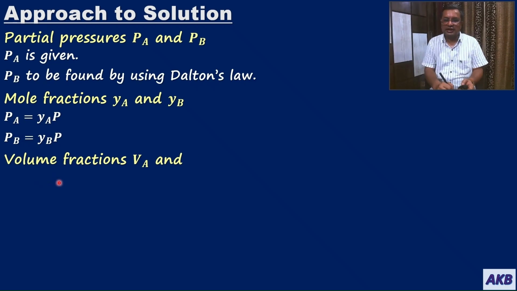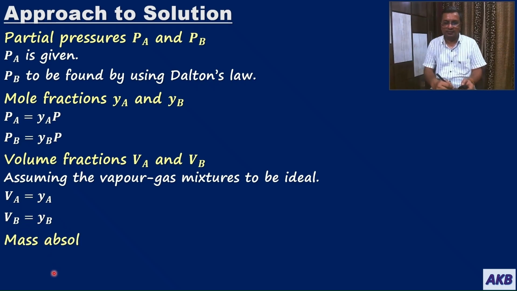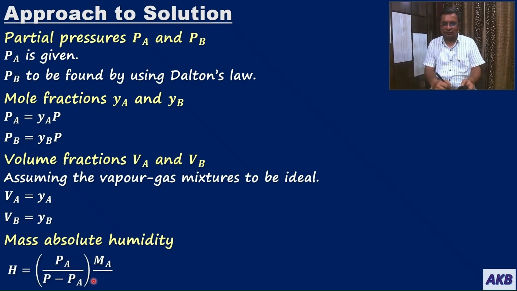Then after that we will get volume fractions, that is Va and Vb. And for that we will assume the vapor gas mixture to be ideal, and we know for ideal gas mixtures volume fraction is equal to mole fraction. So volume fraction of A is nothing but mole fraction of A, and volume fraction of B is nothing but mole fraction of B.